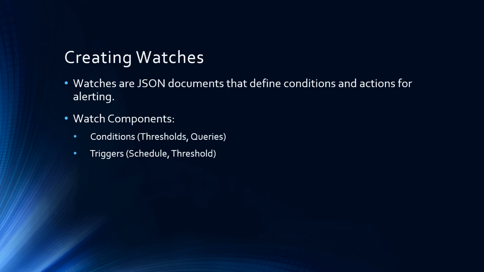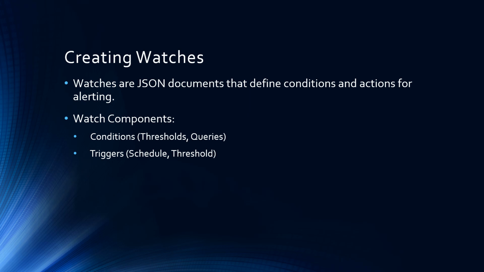Creating effective watches in the ELK stack requires careful consideration of both technical and operational factors. Watch components need to be designed with both accuracy and performance in mind. When defining conditions, it's important to consider not just the immediate trigger but also the context. For example, one organization I advised created watches that considered both the absolute value of metrics and their rate of change. This helped them catch rapidly developing issues that might not trigger threshold-based alerts.